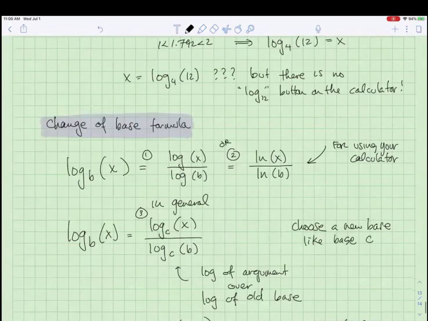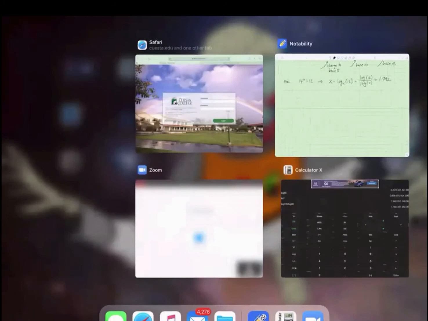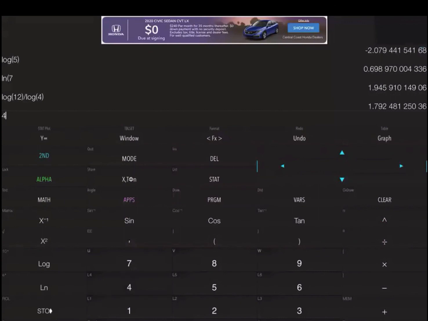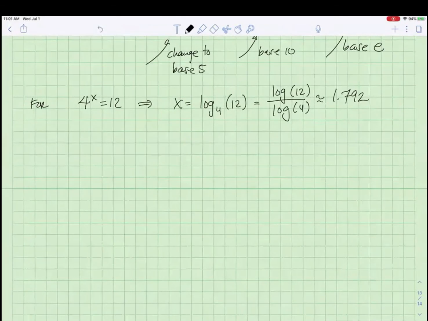It's about 1.792. And just to verify that we were close, we should be able to take our answer, take 4, raise it to that power, and what should we get back? Okay, well, the answer is 12. Boom. There it is. Nailed it. And so that's what you can use this change of base formula for.